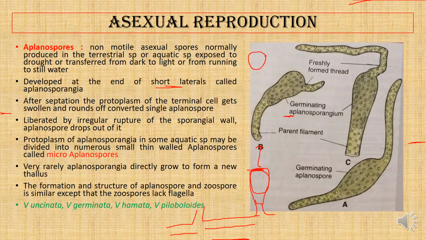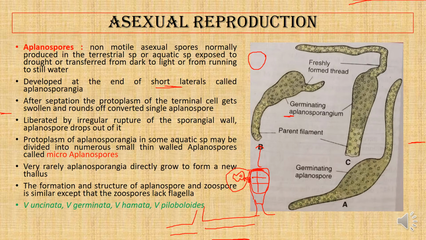But this is the first process. Another process happens where the entire protoplast of this aplanospore is divided into mini structures, and each of these mini structures is liberated through a very small aperture. These amoeboid masses of mini aplanospores are liberated through this pore. Once liberated, they do not germinate immediately. For a certain period of time, these amoeboid masses move by amoeboid movement. Then only these mini aplanospores germinate into another new plant.